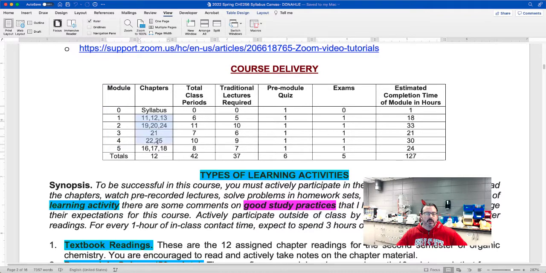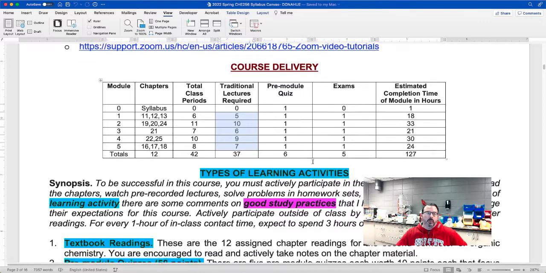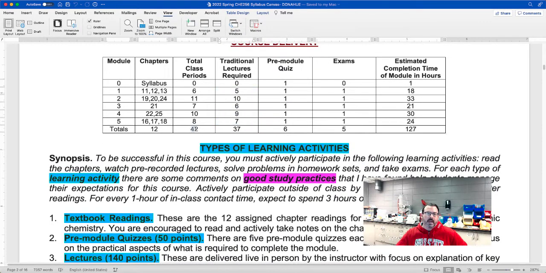So here are the chapters that we'll go through in each module. The number of class periods per module, the lectures per module. So notice it's essentially 1 less because you're going to have an exam as part of one of those class periods. So we're going to be together for 42 classes, 37 of which are lectures, and then 5 of which are exams.